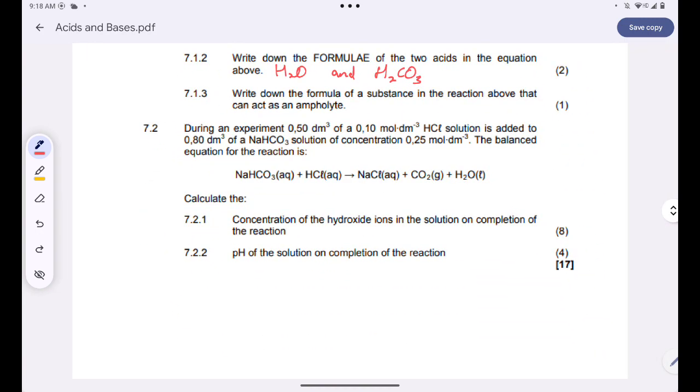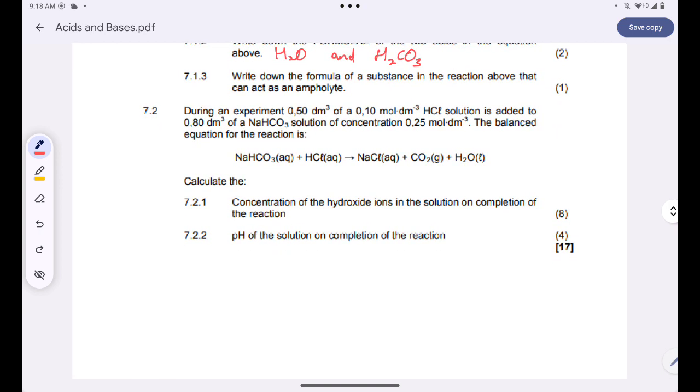And then we are told that during an experiment, 0.5 cubic decimeters of a 0.1 mole per cubic decimeter hydrochloric acid is added to 0.8 cubic decimeters of a sodium hydrogen carbonate solution of concentration 0.25. The balanced equation for the reaction is as follows. Okay, this is the balanced equation.